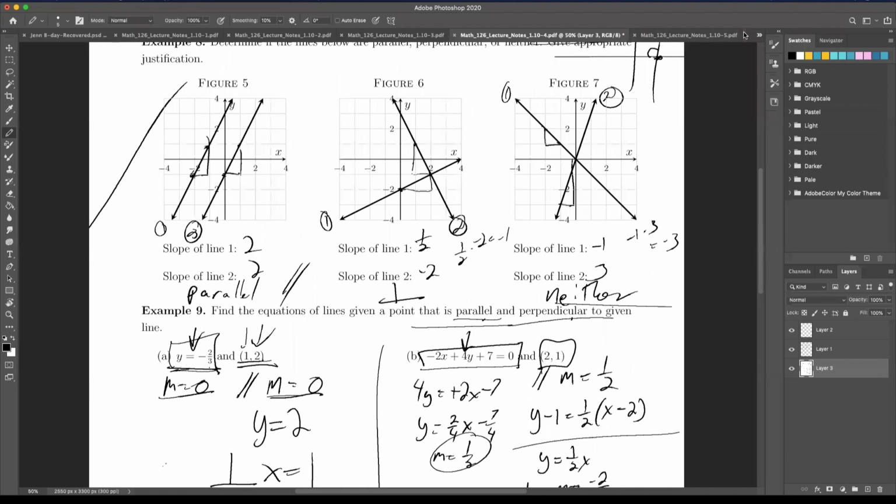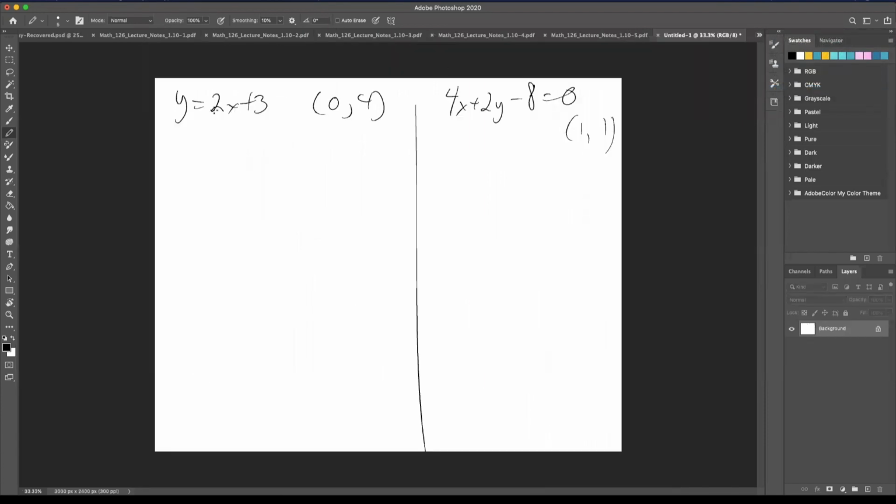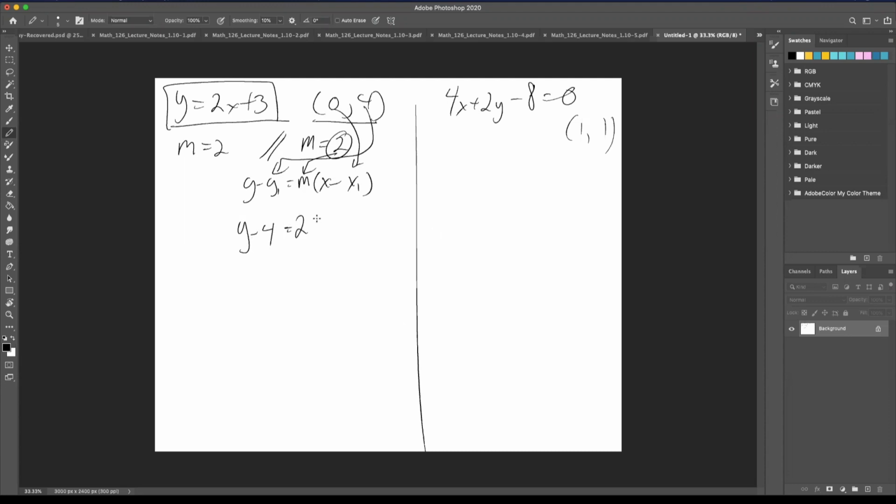Given this type of problem, I want to figure out the slope of the given line. For this one, the slope is 2. If I want something parallel to it, it'll have the same slope, so just repeat the slope, and I want to go through this point. I'm going to use y minus y1 equals m times x minus x1. So I plug in m is 2, y1 is 4, and x1 is 0. So I have y minus 4 equals 2 times x minus 0, and then I solve it down. Here I get y equals 2x plus 4.